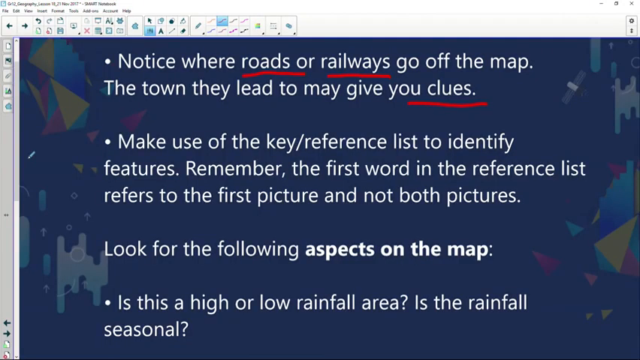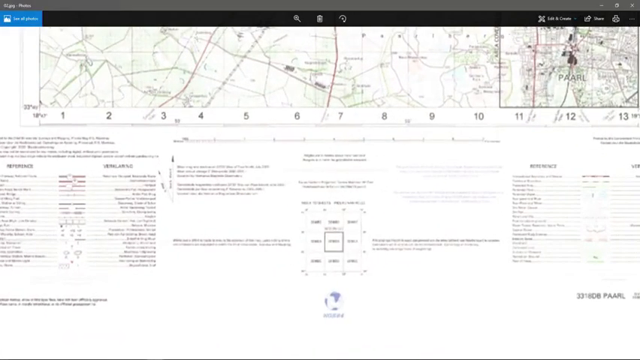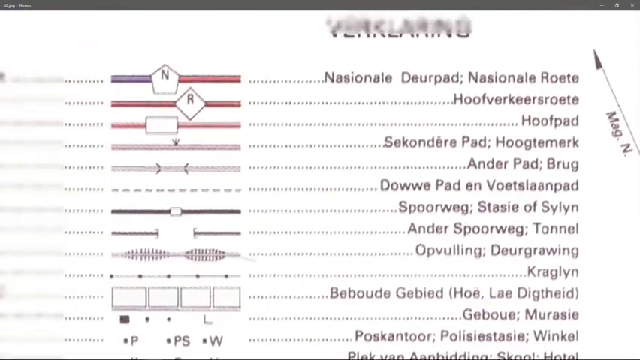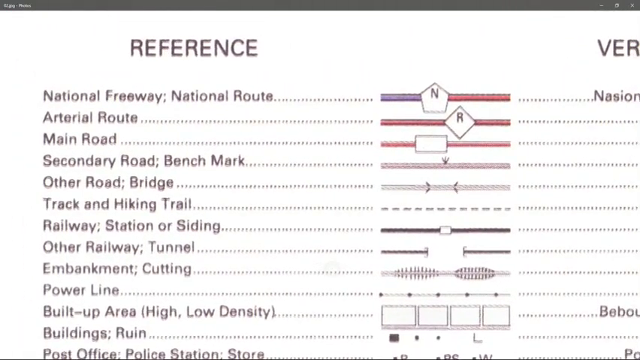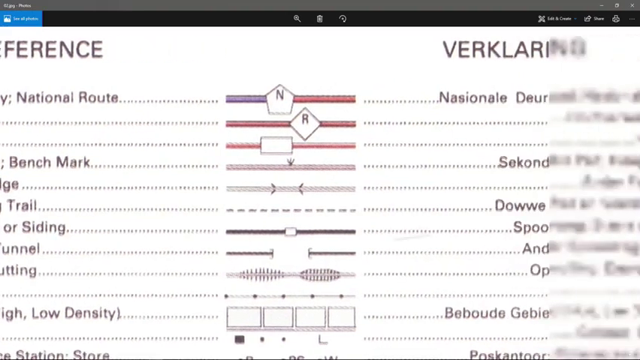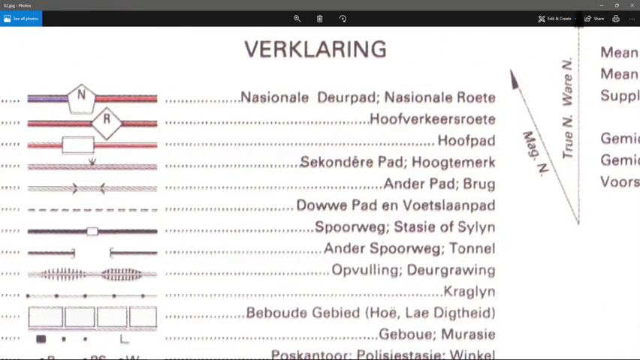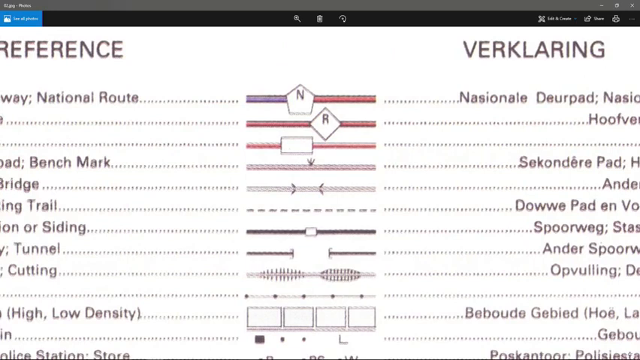now very importantly, on the bottom of your map, you will find keys and a reference list to identify certain features. Now, it's basically pictures to show you what's happening on that exact spot on your topographical map. Now, on the bottom of your map, this is where you can find these keys and references. On the one side, the reference is in English, and on the other side it is in Afrikaans. But as you can see, these are the keys that are being used for references.